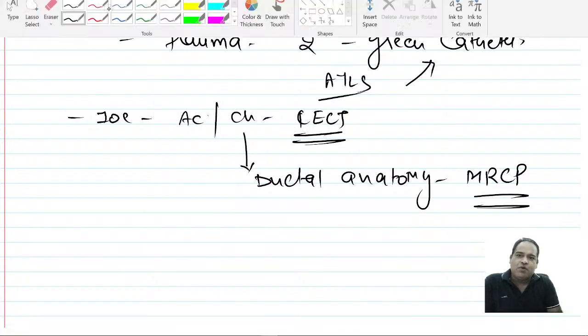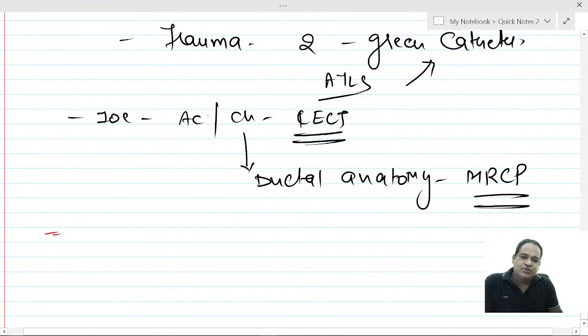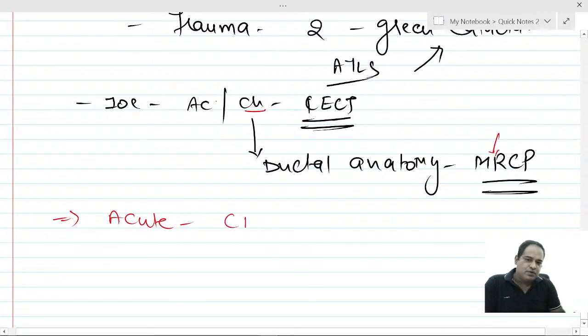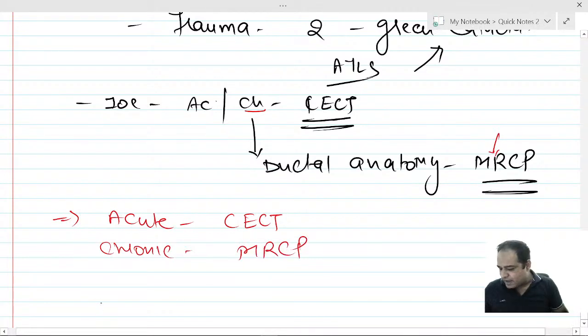Now, see, the most common symptom in chronic pancreatitis would be pain. So if a patient comes to you with pain, the first investigation would be contrast CT. Definitive investigation, again, would be MRCP. So for acute, if you want a single answer, it would be contrast CT. For chronic, it would be MRCP.